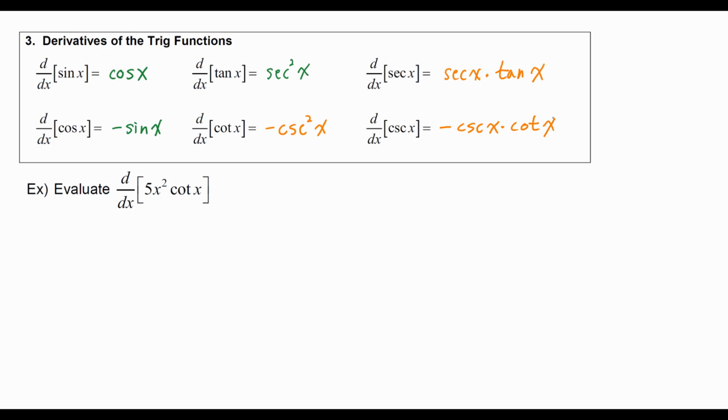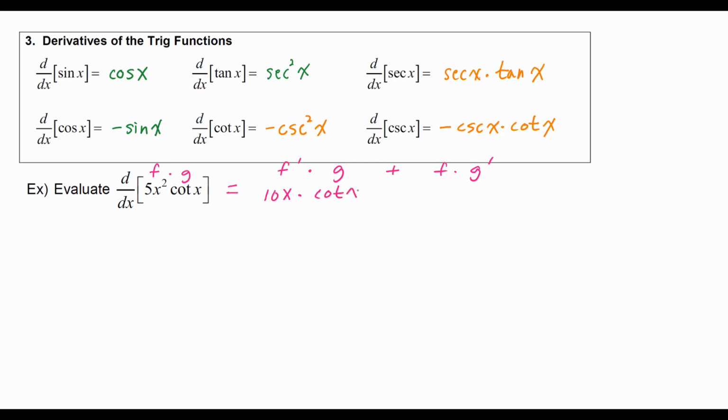So let's go ahead and evaluate the derivative of 5x squared times cotangent x. We're going to do this assuming that we already have memorized the formulas for the derivatives of all 6 trigonometric functions. Let's call this f times g. Then I gotta use the product rule, right? So that will be f prime times g plus f times g prime. So the derivative of 5x squared is 10x times g.